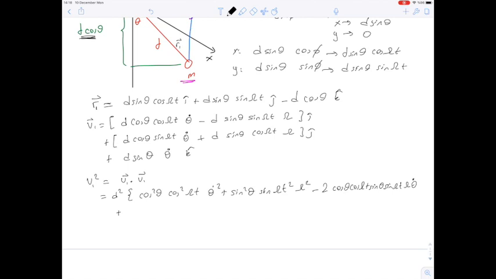Plus, continue with the j dot j term: cos squared theta sine squared omega t theta dot squared plus sine squared theta cosine squared omega t omega squared plus 2 cos theta sine theta cos omega t sine omega t omega theta dot. Plus, finally the k dot k, the contribution from the z direction: d squared sine squared theta theta dot squared.